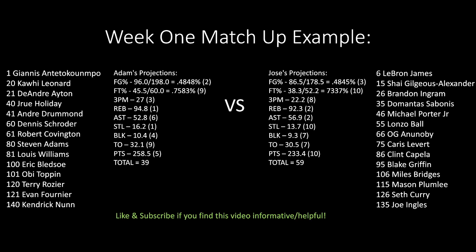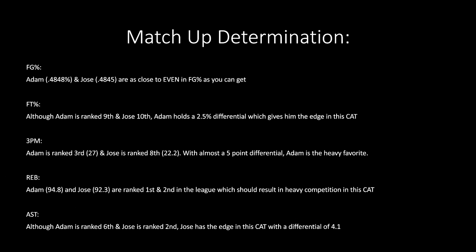All right, so moving on to this week 1 matchup that we have here. On the very far left and the very far right are Adam's team and Jose's team respectively. Now on the inner parts, those columns are the projections of each team. So we are going to be going over the matchup determination category by category with this weekly matchup. So in field goal percentage, Adam holds 48.48 and Jose has a 48.45 percentage.